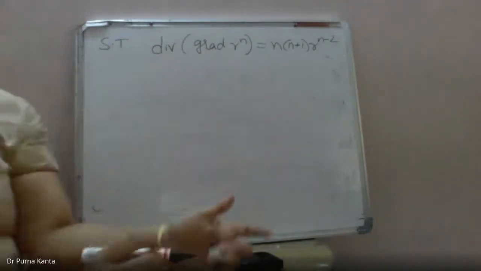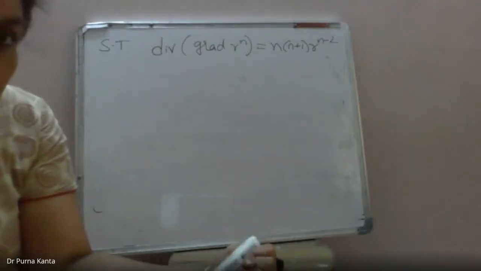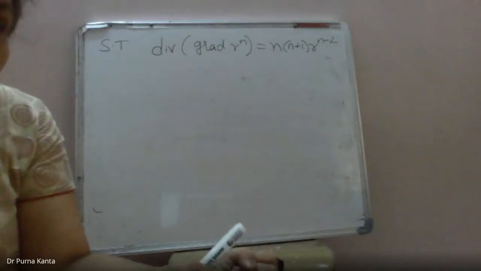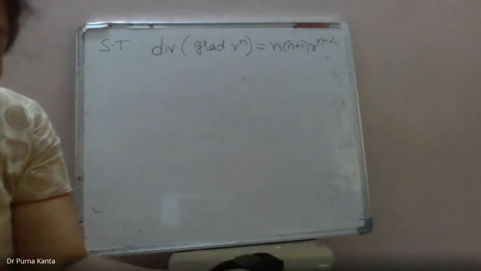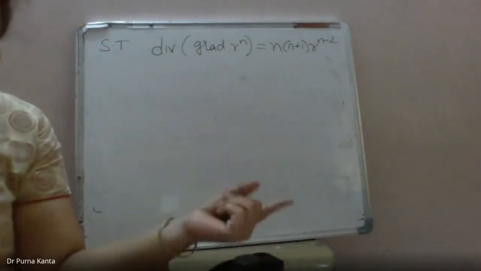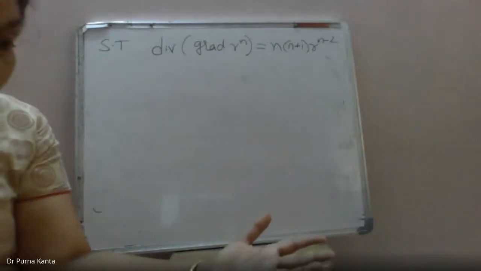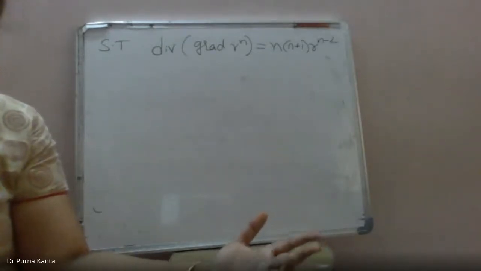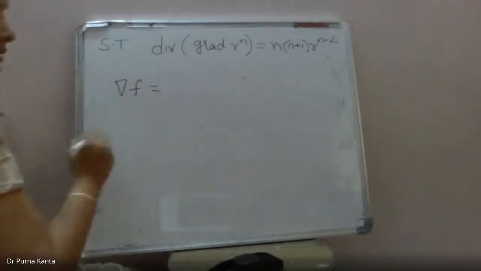Before going to this problem, did you observe one point? If you are applying del operator on a vector point function in dot product, then what is the resultant you are getting? You are getting a scalar. Similarly, del operator applied on a scalar, we are getting a vector. Did you observe that? Del applied on a scalar point function gives a vector function. Del applied on a vector function in dot product gives a scalar.